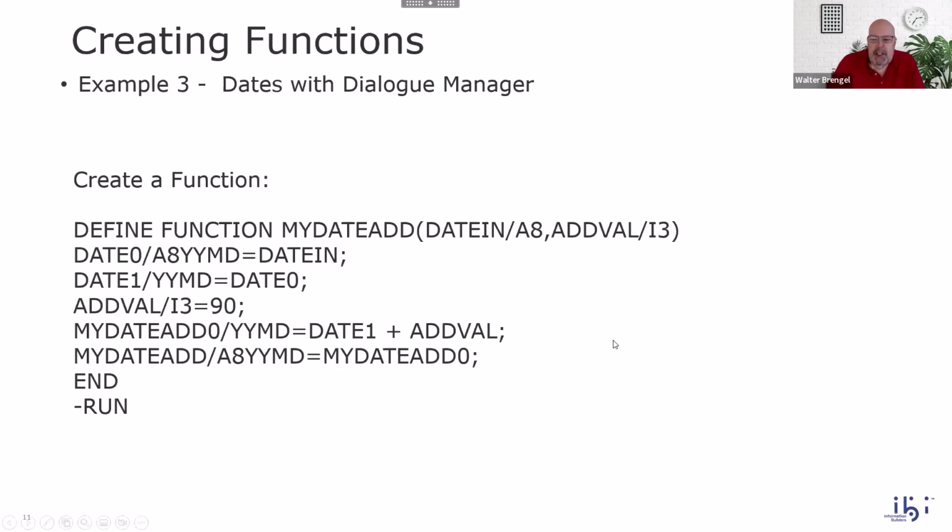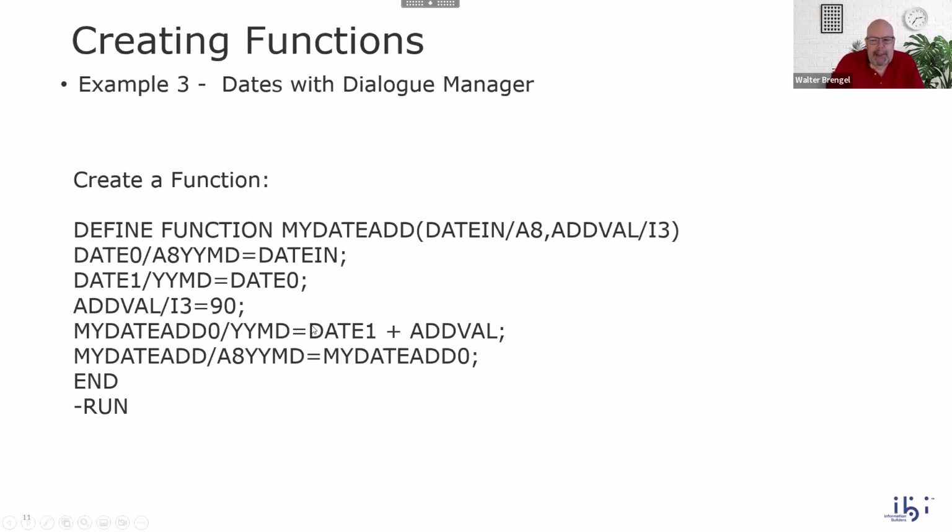If you create your own function, though, passing in your in date and your add value, well, now I can just say my date in is going to be an A8YYMD. So it's an alpha value that's in a date format. And then once I do that, I can just move it over into my smart date, have my 90 and just add them like I did before. But now before I send it back from the function, I have to make it an A8YYMD again. So you're still doing the conversion, but the process of doing the conversion is a little simpler.